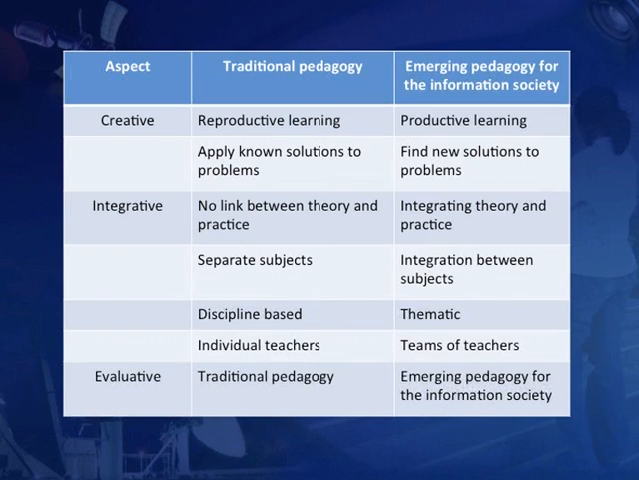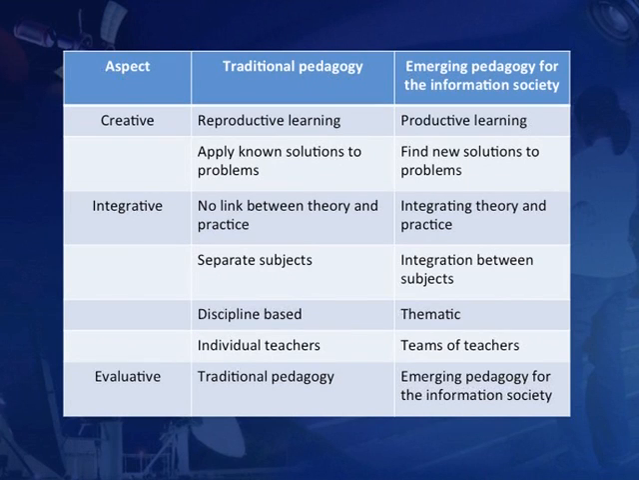Then the third learning environment is the creative learning environment. It is reproductive learning in the traditional, whereas in the emerging it is productive learning. Similarly, the fourth is integrative learning: in the traditional there is no link between theory and practice. Whatever theory I am teaching, there is no link, and practicals will be something different. Whereas in the emerging pedagogy, there is integration between theory and practice. Similarly, evaluative learning: it is traditional pedagogy, whereas in the emerging pedagogy, the information society has the latest information. So, this is the type of learning environment we have known.